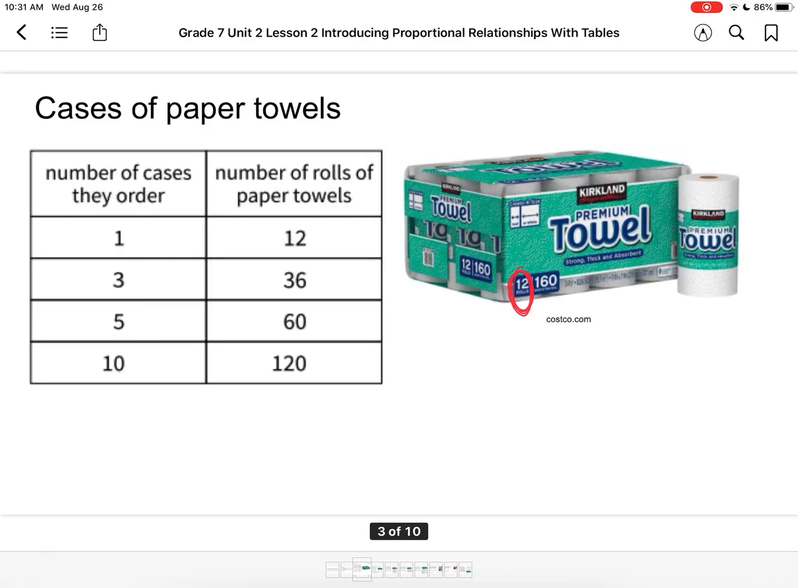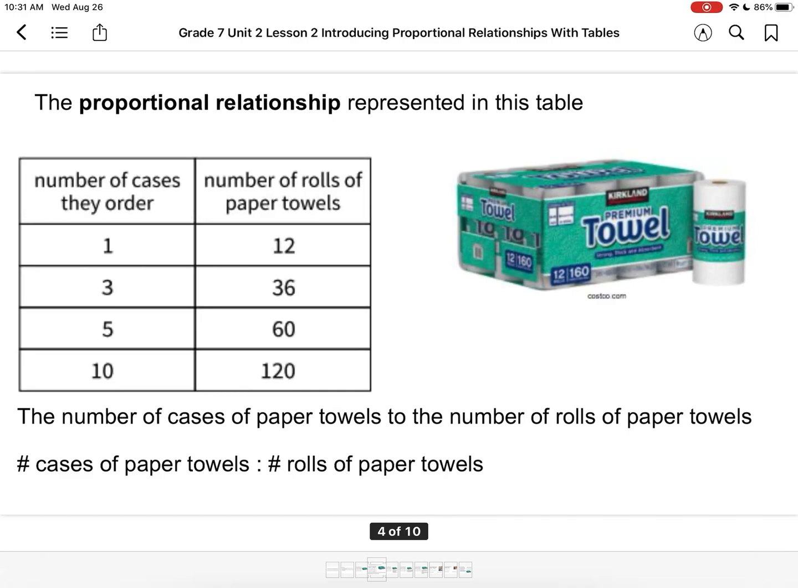So let's start with our example. Here's a case of paper towels from Costco, and I can see from the wrapper that there are 12 rolls of paper towel in each case. So if a school buys 3 cases of paper towel, they'll get 36 rolls. 3 times 12 is 36. If they buy 5 cases, they'll get 5 times 12 is 60 rolls, and so on. For each number of cases a school buys, multiply by 12 and you'll see how many paper rolls they would get.